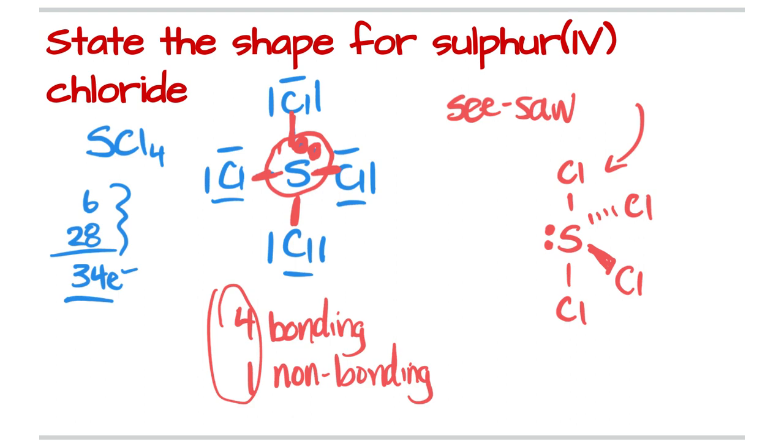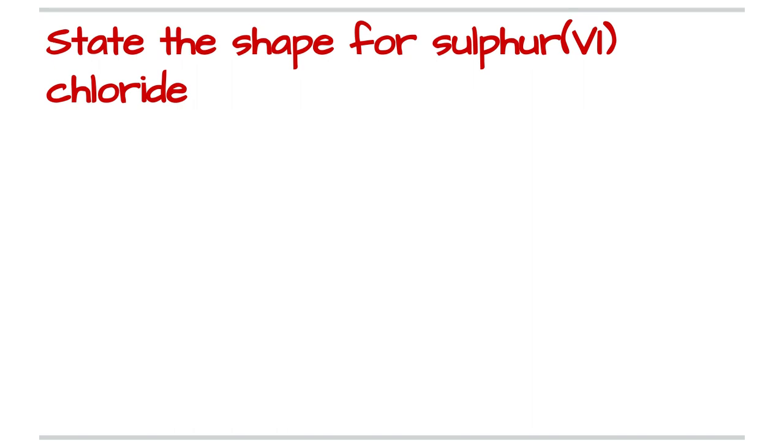Let's look at another example. This one is for sulfur hexachloride. Very similar. So SCl6: sulfur has 6 electrons. Each of the chlorines has 7, so that's 42, which means we should have 48 electrons in our Lewis structure.